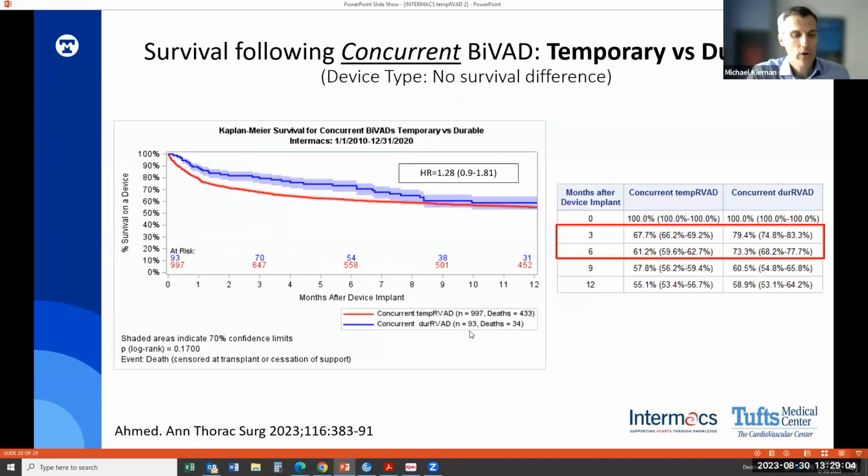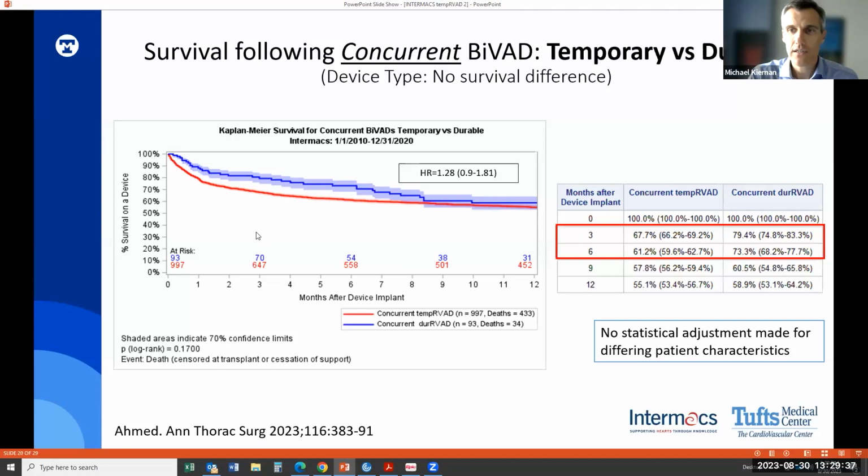So now getting into the weeds a little bit. Looking at these different groups for comparison, they looked at survival. This is among all patients who had concurrent implants, so those who left the operating room at the index procedure with an RVAD in place. Those are labeled as BiVADs. And looking at whether it matters if you receive an Impella RP versus a HeartMate 3 in the RV position, so temporary versus durable, the answer, based on device type, is that when placed simultaneously, in a concurrent operation, there was no difference statistically in survival.